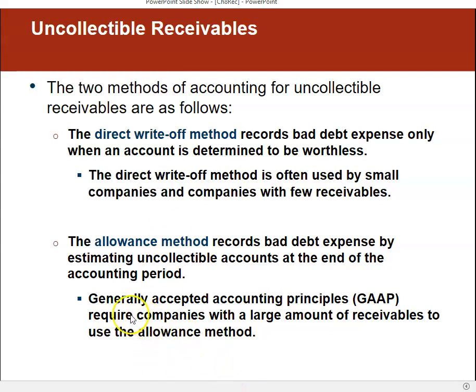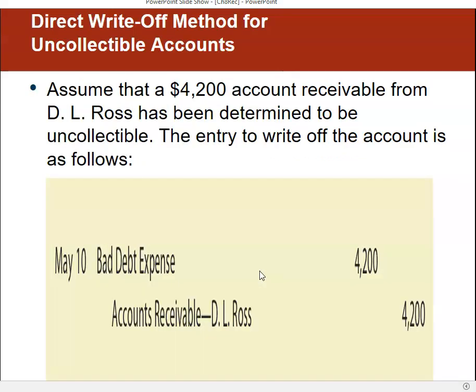And then notice here that the allowance method is a GAAP approved method. It says GAAP requires companies with large amount of receivables to use the allowance method. Okay, so we can use the direct write-off method, but it is used in limited set of circumstances. So we're going to look first at the easier of the two, this direct write-off method.